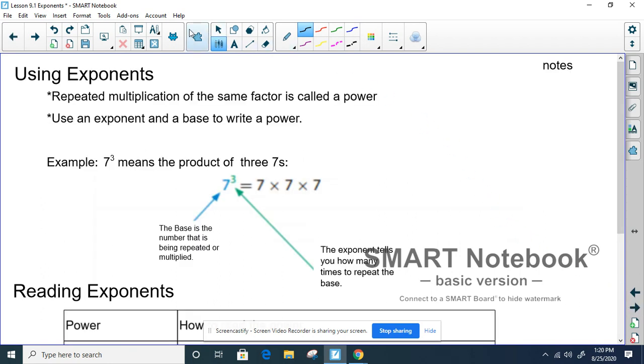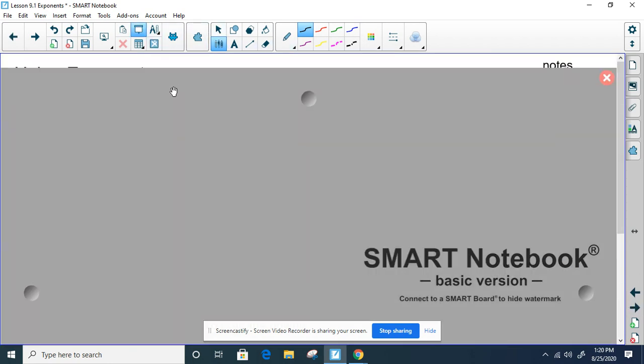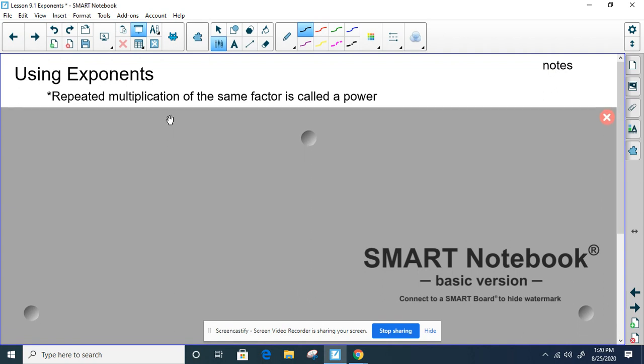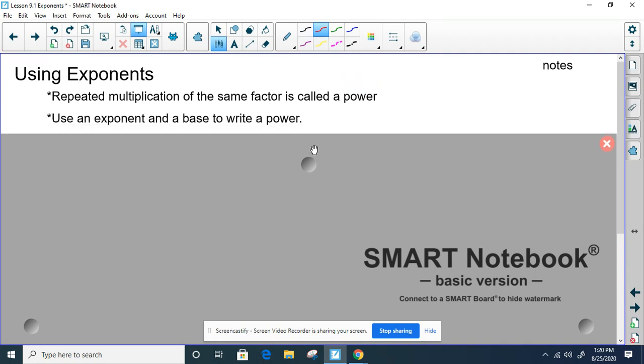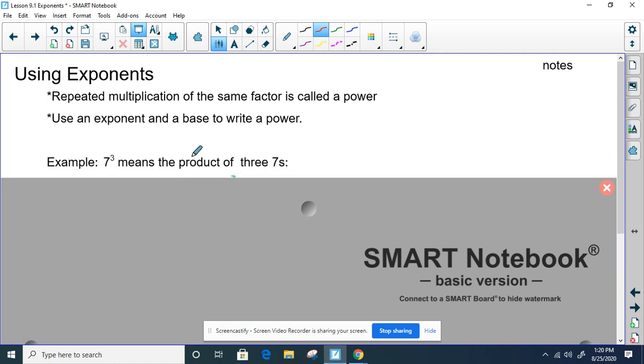So using exponents, we're going to do this here. It's just repeated multiplication of the same factor. This is called a power. You'll see them written as an exponent and a base. It'll look something like this. So 7 to the third power is how we read that. It means that it's the product of 3 sevens. So remember that the word product means multiplication.